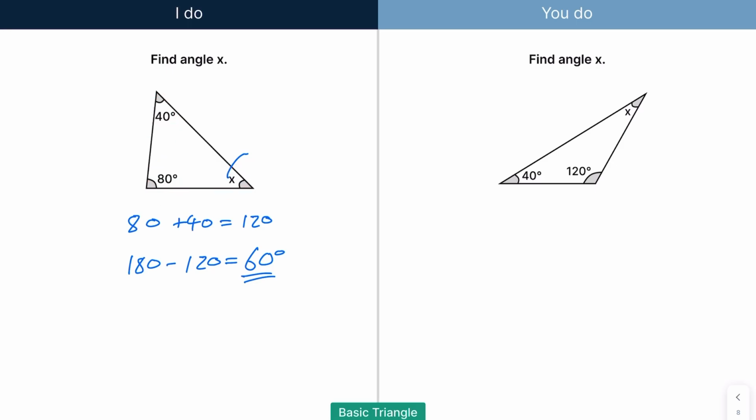Okay, same thing on the right. All three of these added together give us 180. So do 120 plus 40, which gives us 160. That means that x must be 180 take away 160, which is 20.